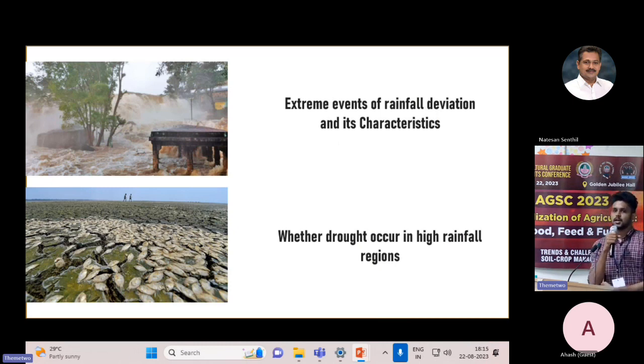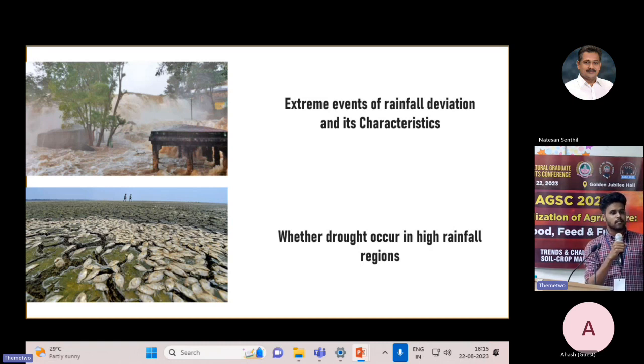In high rainfall zones, the major concern is extreme rainfall events. An extreme rainfall event means high rainfall occurs in one day. It means 100 mm rainfall occurs in one day, which leads to flood.